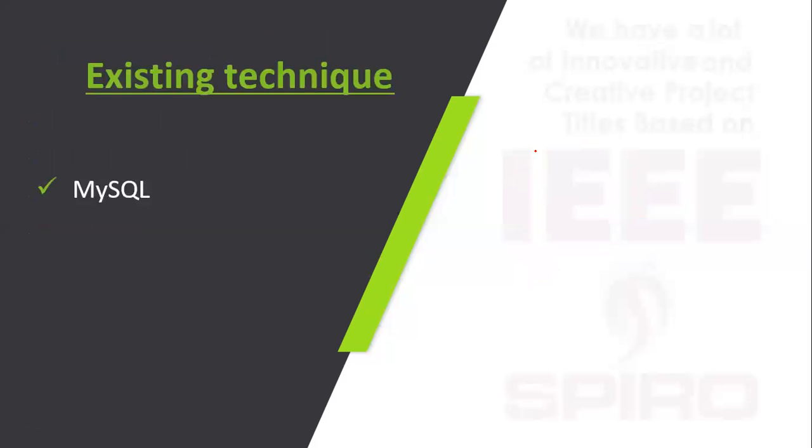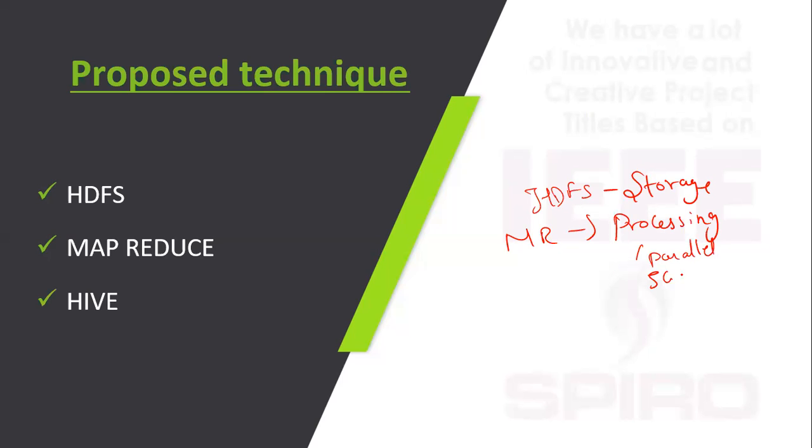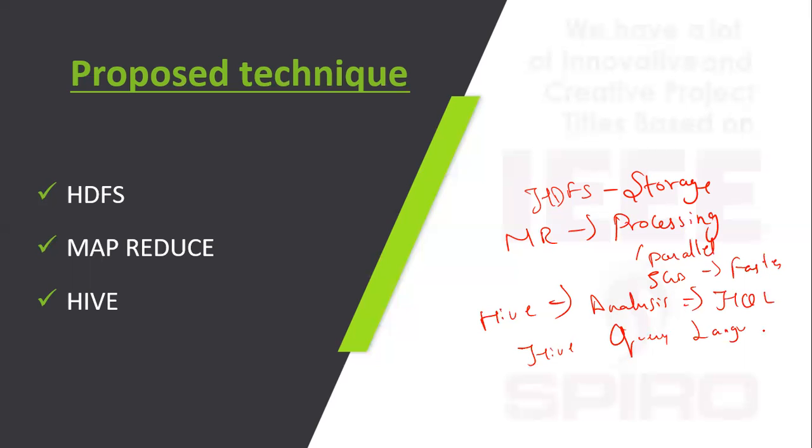MySQL is basically a database software which has now become obsolete due to big data. In big data, you'll have HDFS, which is used for storage. MapReduce is used for processing. It runs parallel processes, so that even if it is 5 GB of data, it will be faster. Hive for analysis. You'll be using HQL, which is basically Hive query language based on SQL.